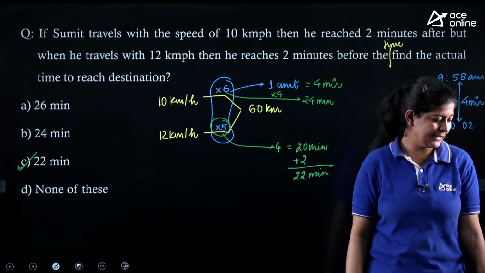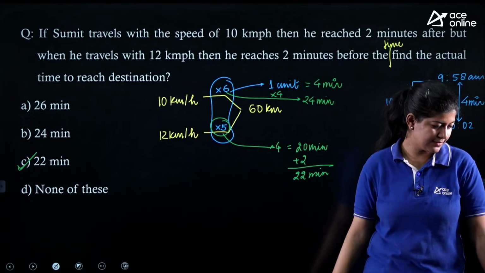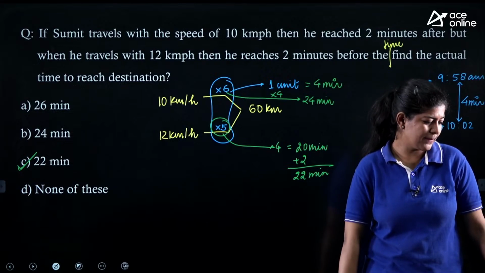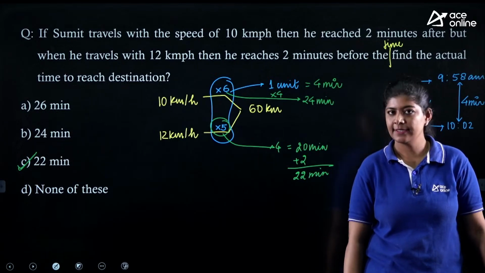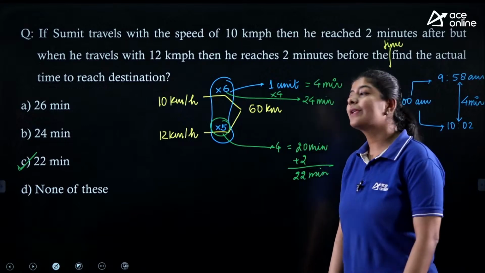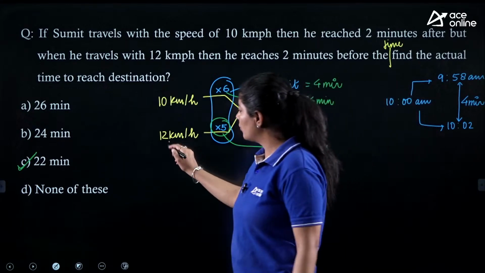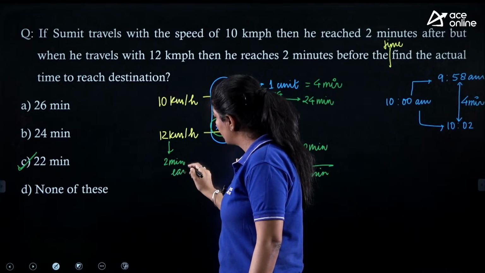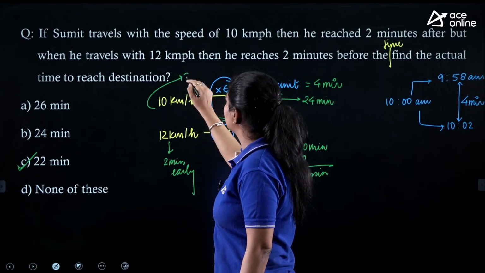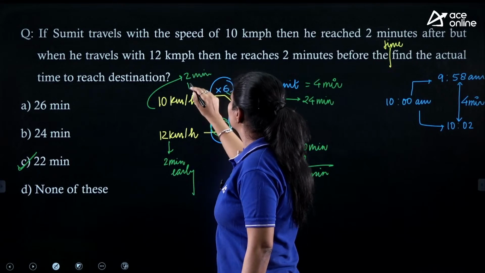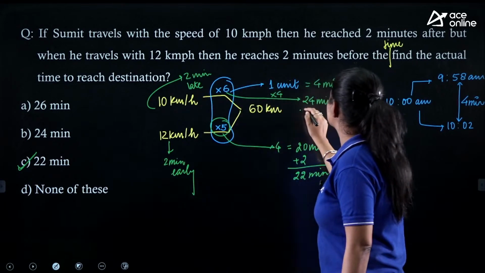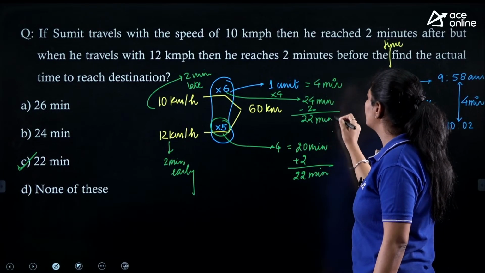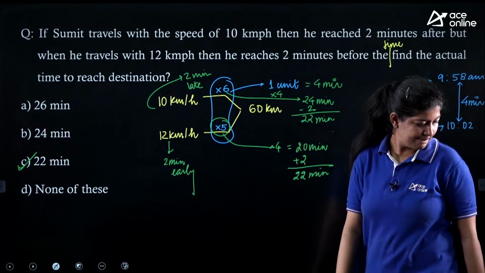Option number C is the correct one, 22 minutes. The correct answer is option number C, 22 minutes, right? We need to find out the actual time. This is 2 minutes early and this is 2 minutes late. So you can also do one thing, just simply subtract 2 from it. Again you will get the correct answer as 22 minutes, right? Next.